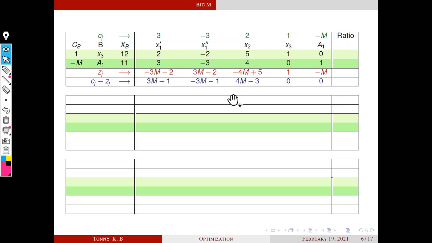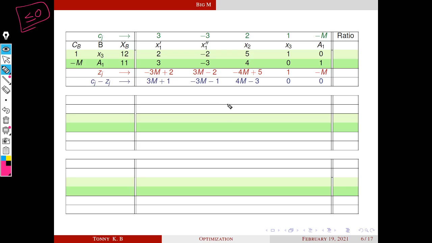Next we have to identify whether it is optimum or not. Is it an optimum table? No, because not all of them are less than or equal to 0. If all of them are less than or equal to 0, then we reach optimum. This is not the case, so we have to choose the maximum. Which is the maximum?